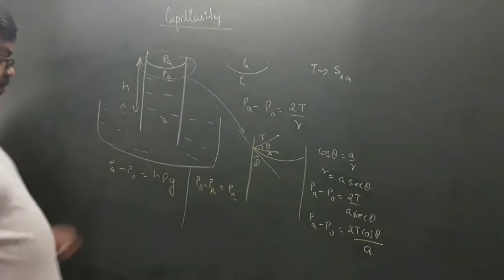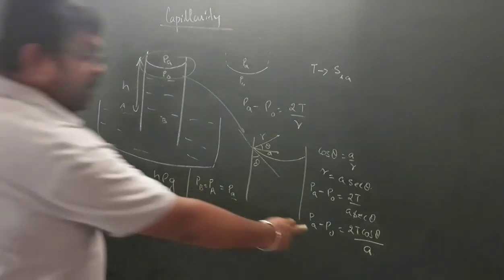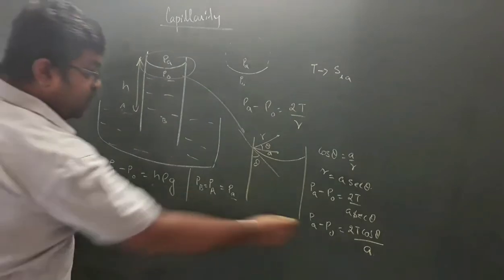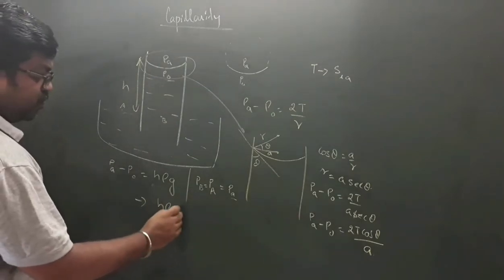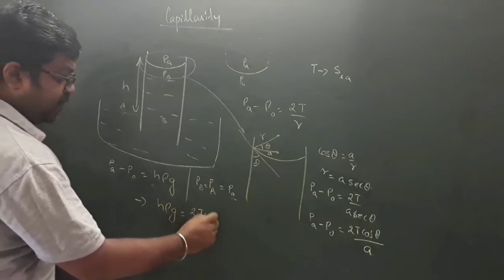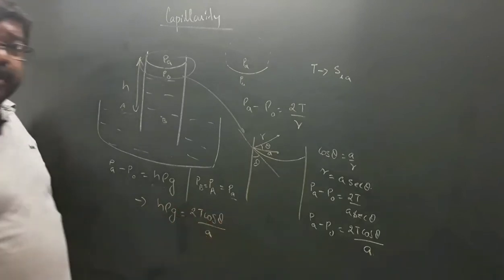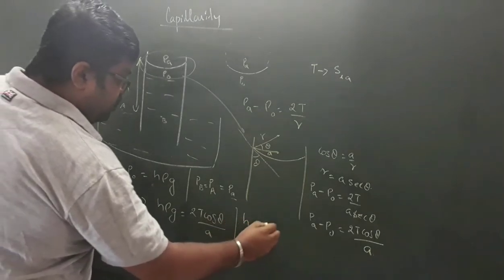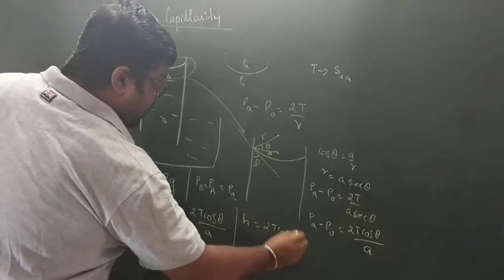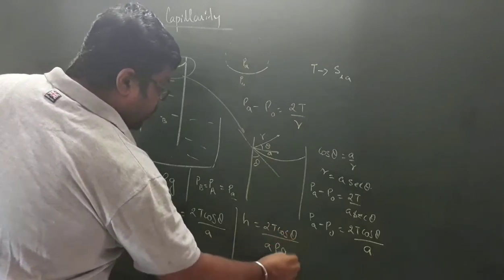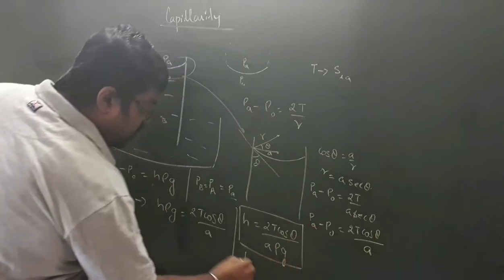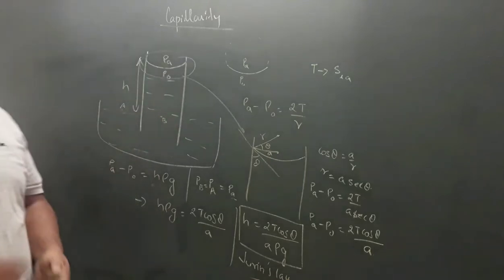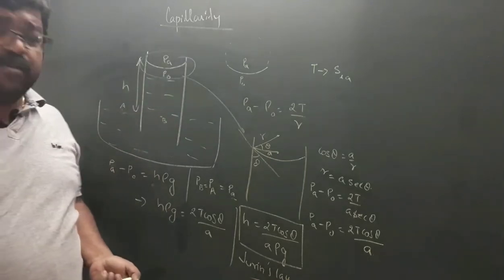So PA minus P0 equals H rho G, and PA minus P0 equals this formula 2T cos theta by R. From these 2 equations I can write H rho G is equal to 2T cos theta by A, and this gives H is equal to 2T cos theta by A rho G. Now this is called Jurin's law.